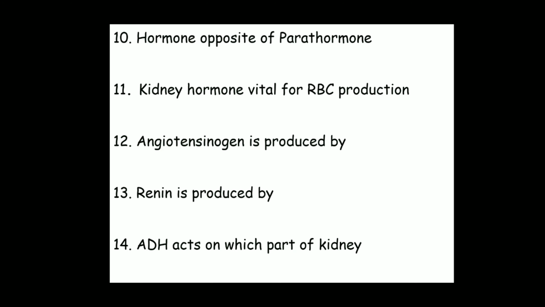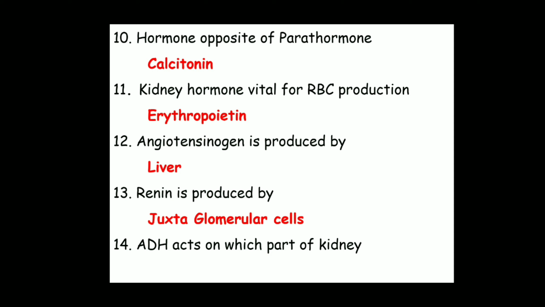Hormone that is opposite of parathormone, parathormone is parathyroid hormone: calcitonin. Kidney hormone vital for RBC production: erythropoietin. Angiotensinogen is produced by liver. Angiotensinogen is a protein that has a crucial role in RAS, and the RAS video we have discussed in detail. Renin is produced by JG cells of kidney, that is juxtaglomerular cells.